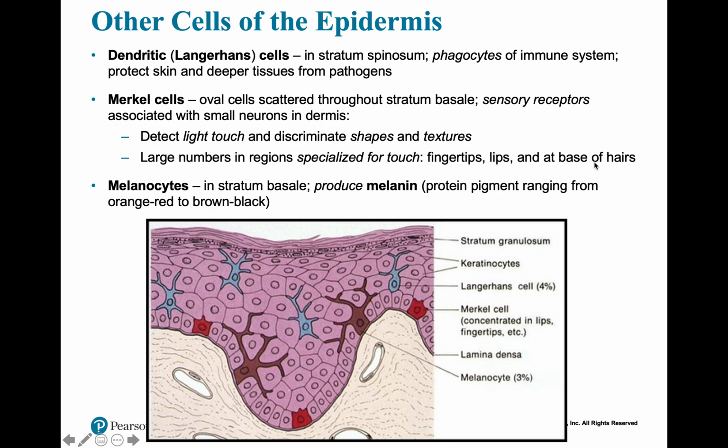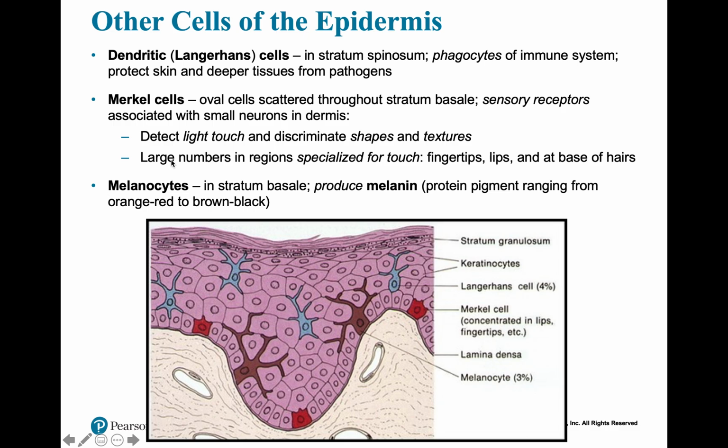So when you feel your hairs kind of move and you can sense that, it's because of your Merkel cells. It makes sense that these Merkel cells would be able to detect fine touch because they're located in the superficial epidermis, right? So they can discriminate very fine touch. All right, so they are a touch receptor.